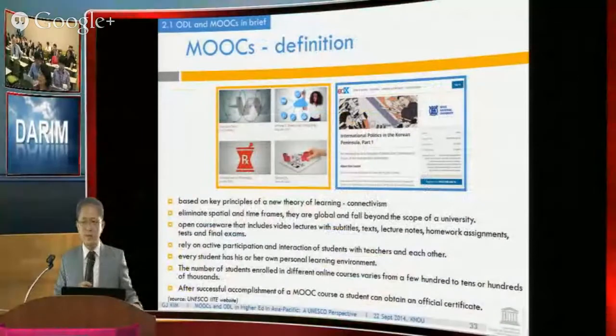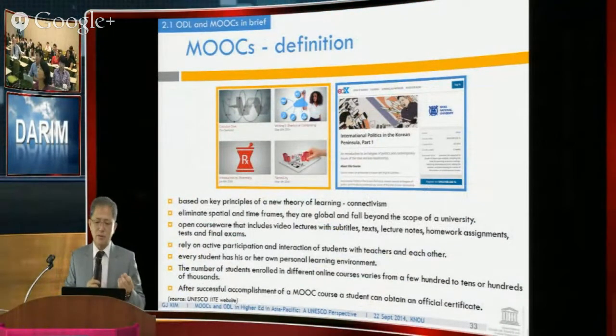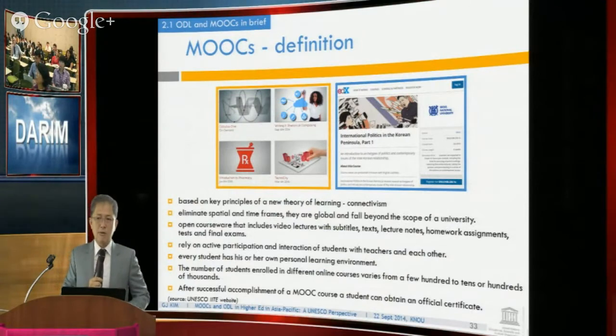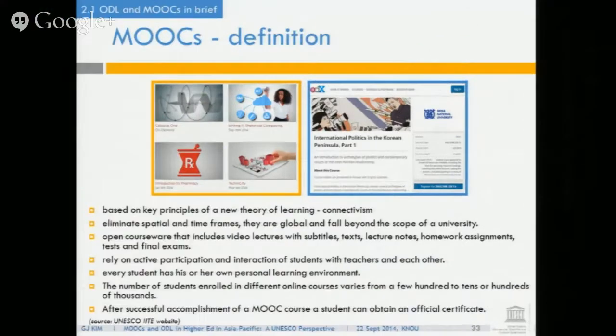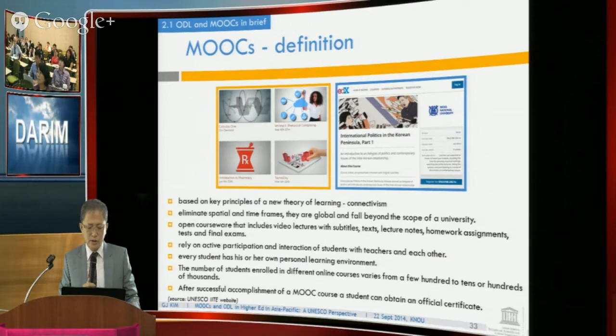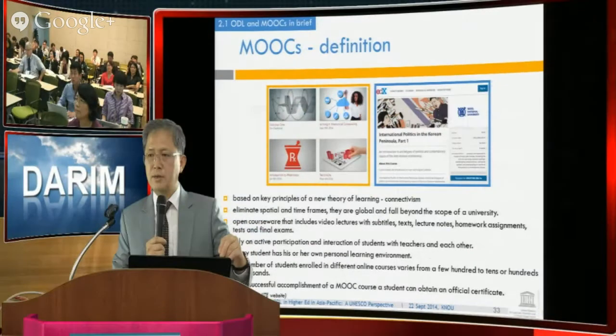When it comes to definition, one can define MOOCs in different ways, but this is one definition coming from the UNESCO Institute specializing in technology and education, based in Moscow, Russia. As I said, it's based on the key principle of a new theory of learning called connectivism, and open courseware that includes video lecture with subtitles, text, lecture notes, homework, assignments, tests, and final exams. After successful accomplishment of a MOOC course, students can get a certificate or credit.